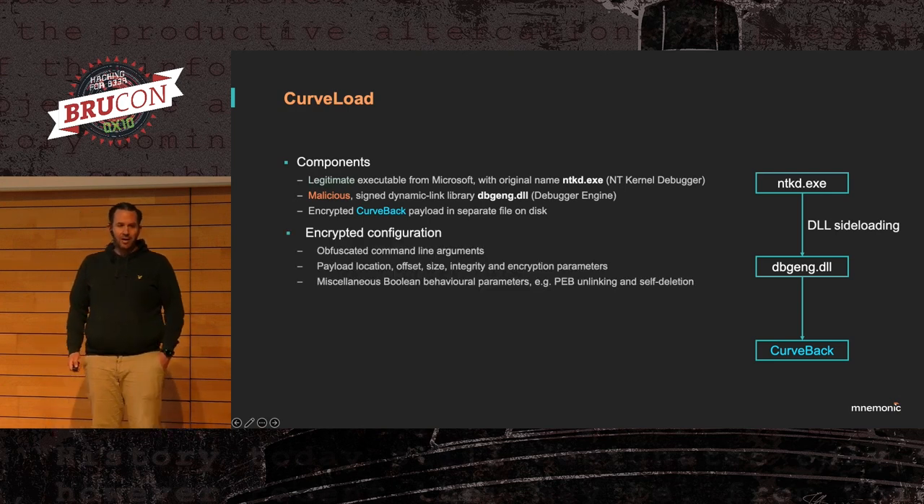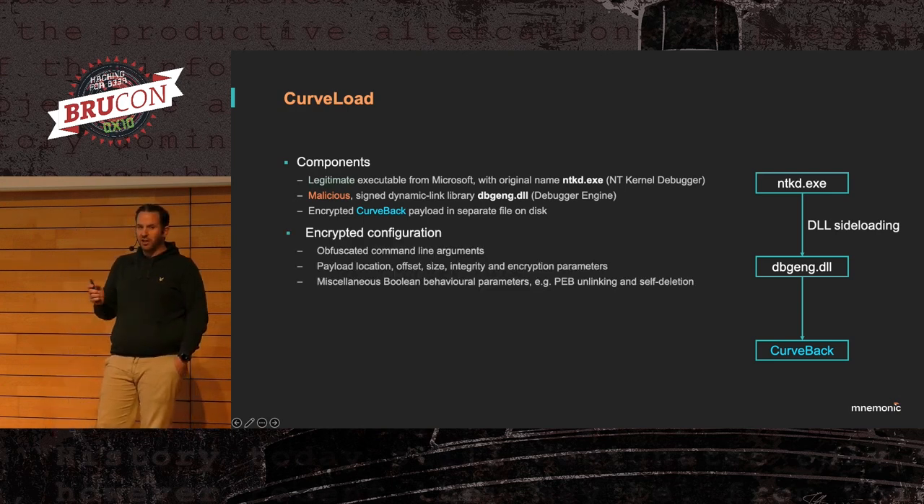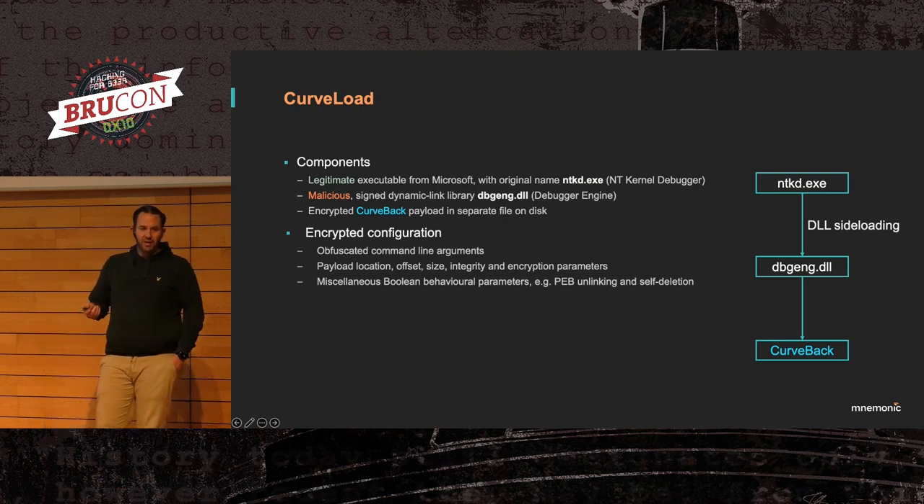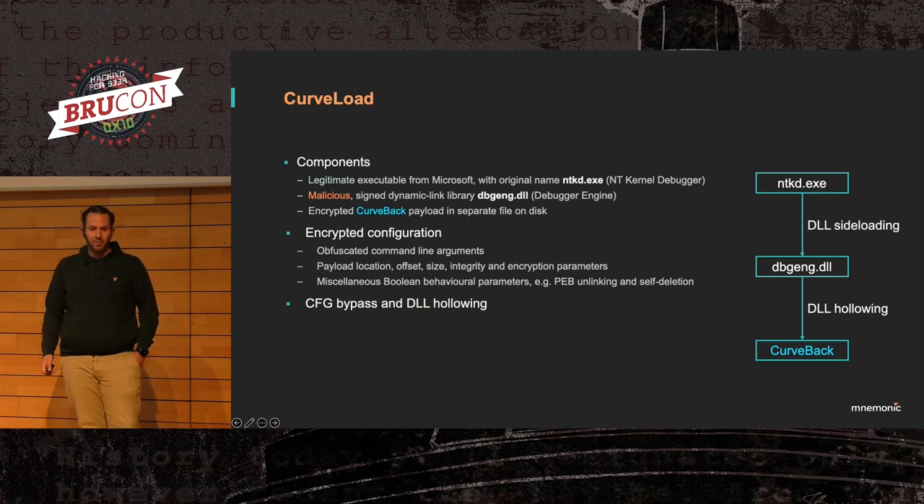And they have obfuscated command line arguments, which are checked. If you don't run it with the correct command line, you will not execute correctly. And it contains where the payload is located on the disk, the offset in the payload and size, integrity checks and encryption parameters. And also some miscellaneous behavioral parameters like PEB unlinking and self-deletion. And it executes the backdoor using CFG bypass and DLL hollowing.